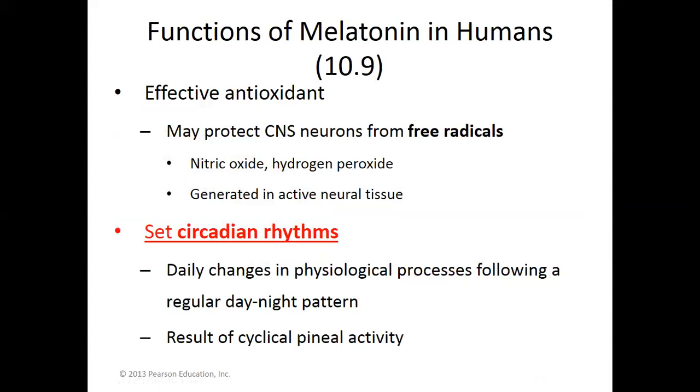But also melatonin plays a really heavy role in circadian rhythm. So daily, like 24-hour cycles is a circadian rhythm. And it helps you get sleepy at night. So when the lights go out at night, when you're laying in bed, melatonin production goes up and helps you fall asleep.